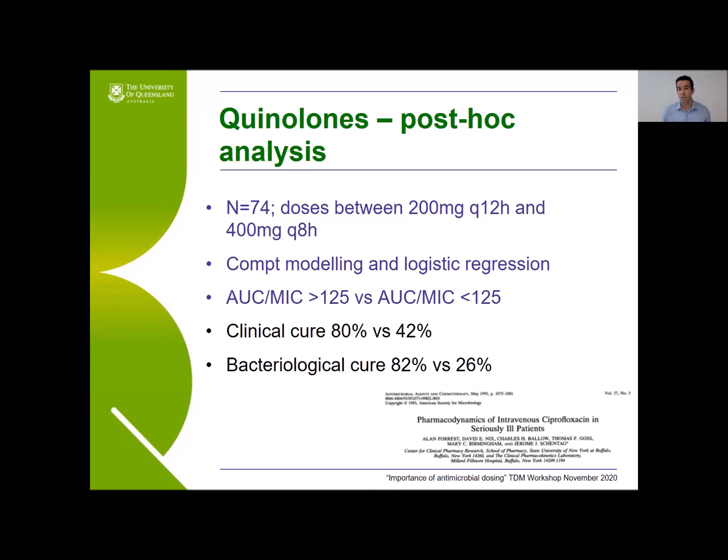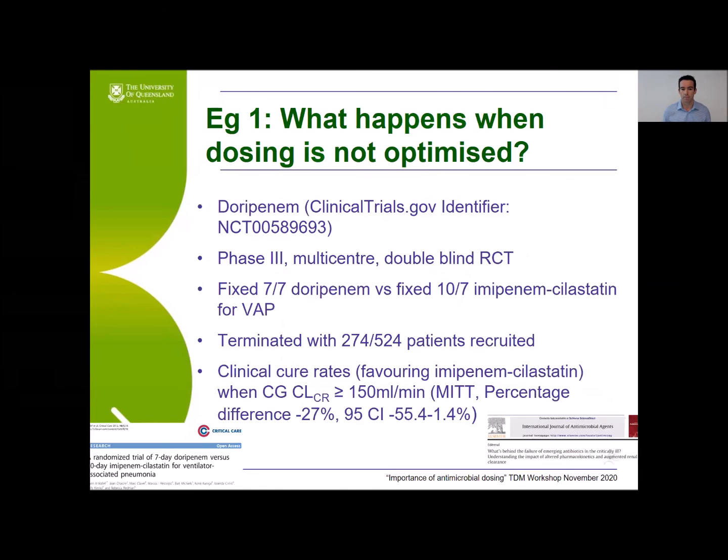For quinolones, this was essentially a post-hoc analysis of some pharmacokinetic data that had been collected up in the USA by Alan Forrest and Jerome Shentag, indicating that with their logistic regression analysis, an AUC-MIC greater than 125 had a far higher likelihood of clinical cure and bacteriological cure.